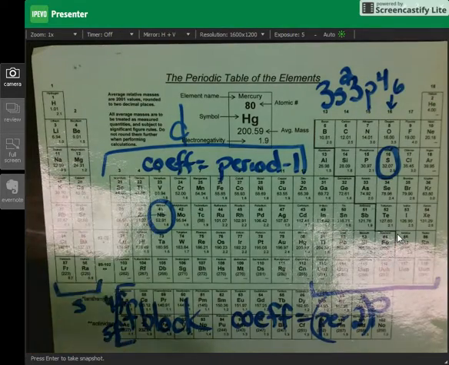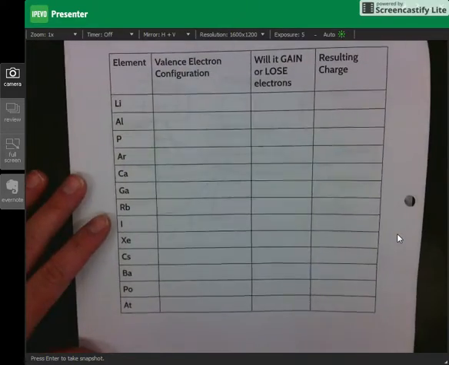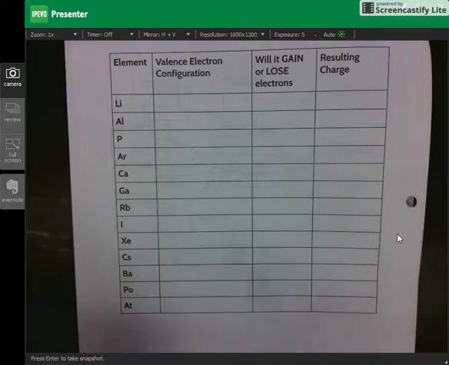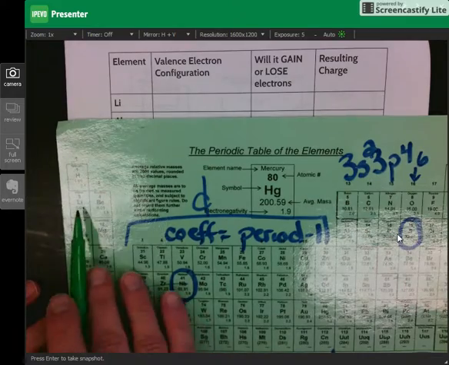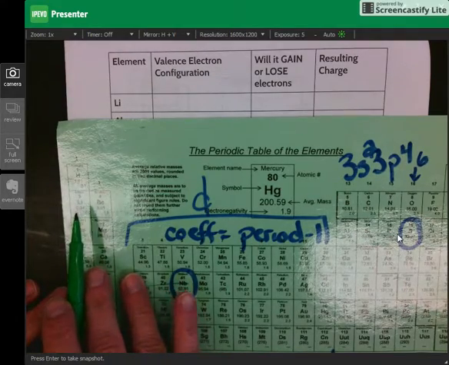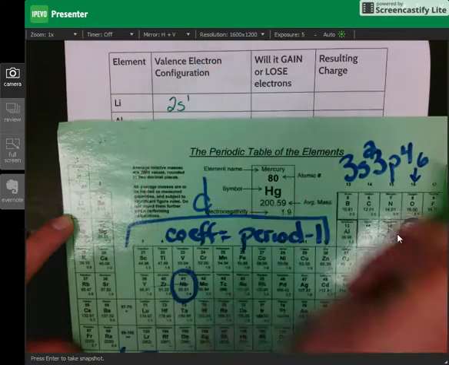So if we take a look at page 4, okay, I want you to write the valence electron configuration. So the first one would be lithium. So if I find lithium, we're actually right here. So my valence electron configuration would be 2s1.